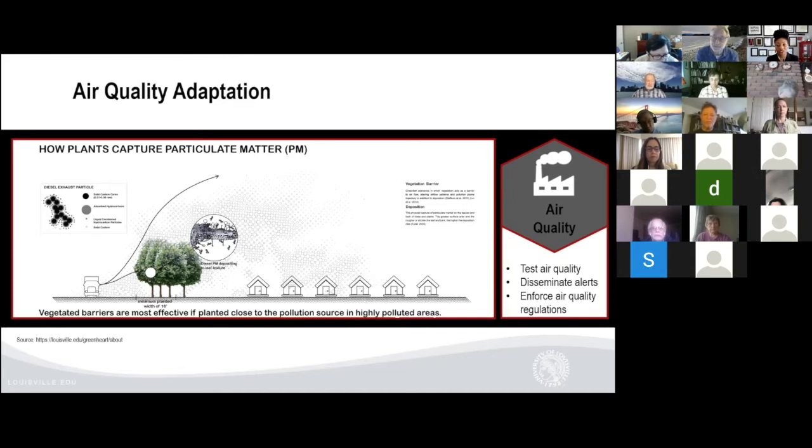We are to the phase that we'll be planting trees this summer, but this is one way that communities across the US are adapting to the poor air quality and heat impacts. Other things that take place in the workforce include testing air quality, disseminating air alerts, and enforcing air quality regulations, as we just had a deep dive on the importance of that.